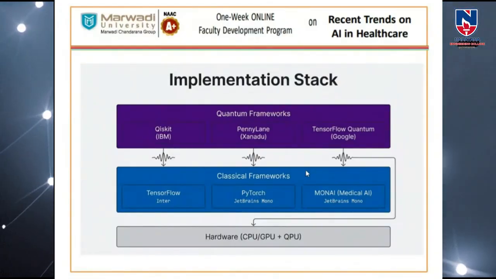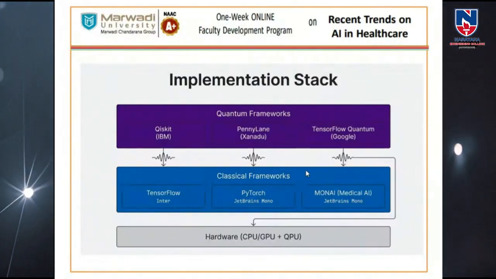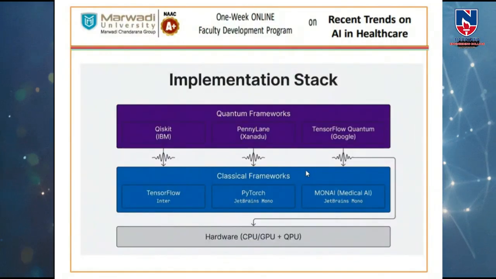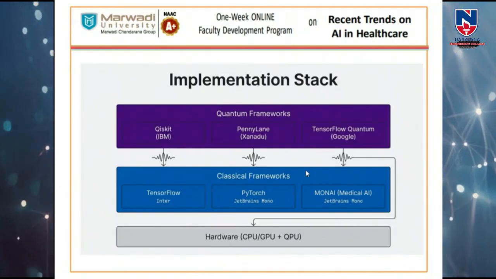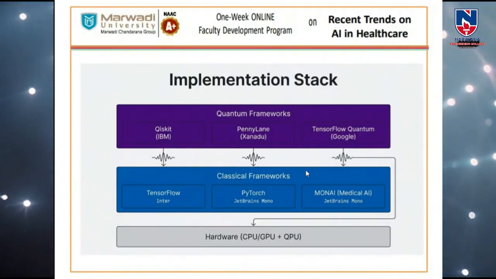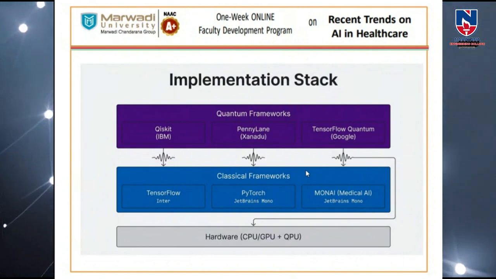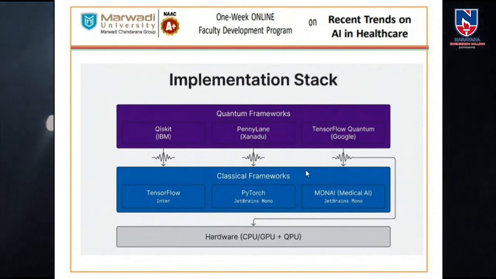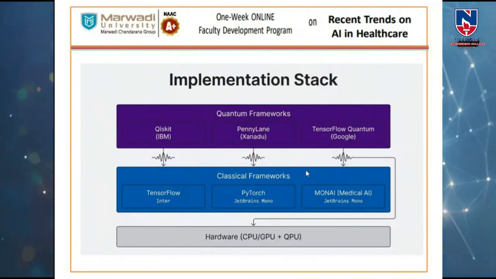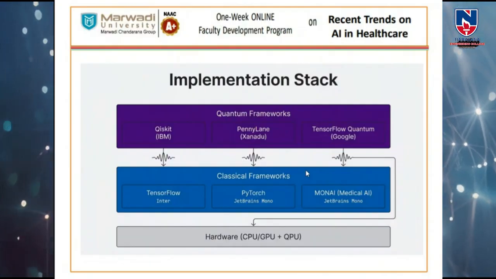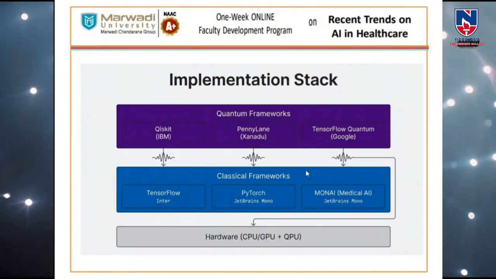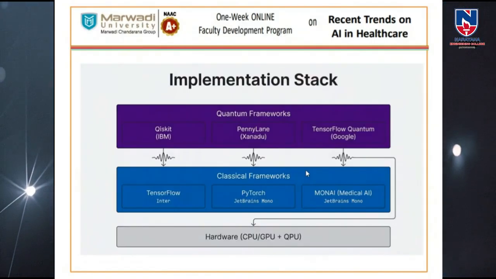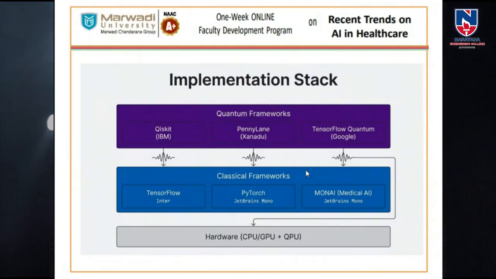The CPU and the GPU are for classical computation. If you want to simulate large data sets, you have to go for the GPU, which is freely available, for example in Google Colab. However, if you want to use the QPU, you are supposed to make use of the IBM cloud for execution of the quantum bits. Hybrid training loops operate across these sources.